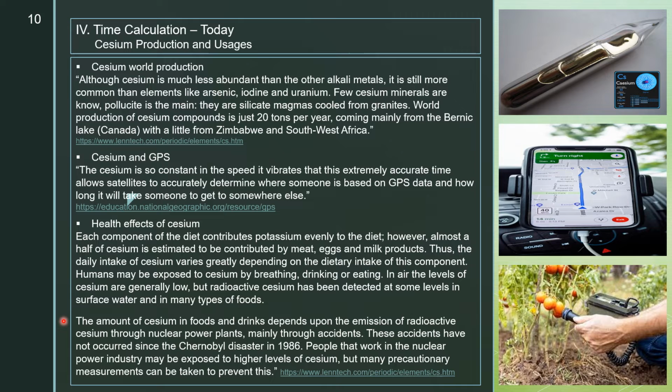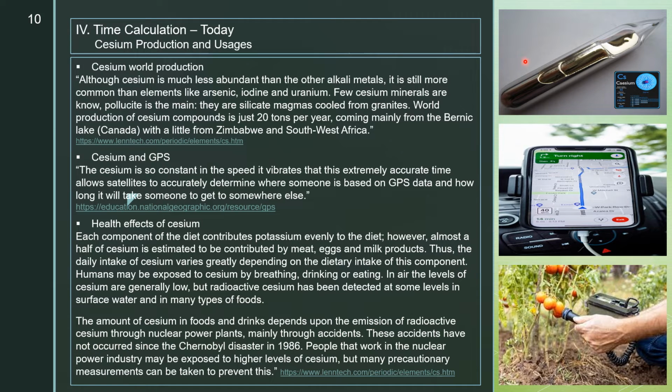The amount of cesium in food and drinks depends upon the emission of radioactive cesium through nuclear power plants, mainly through accident. Just like this accident that has not occurred since, we're told, the Chernobyl disaster in 1986. People that work in the nuclear power industry may be exposed to higher levels of cesium, but many precautionary measures can be taken to prevent this.